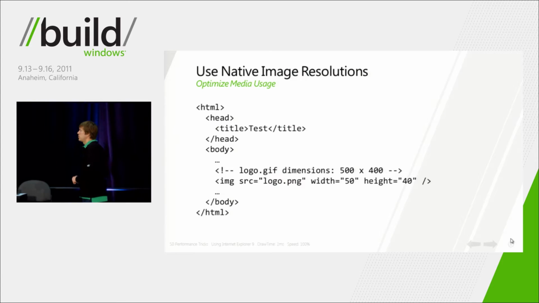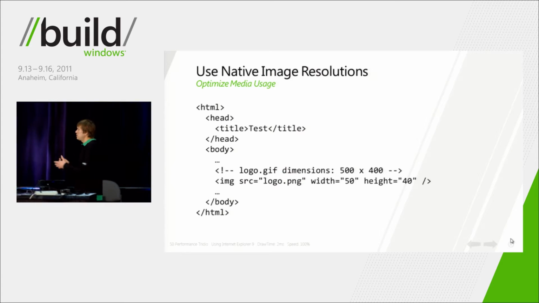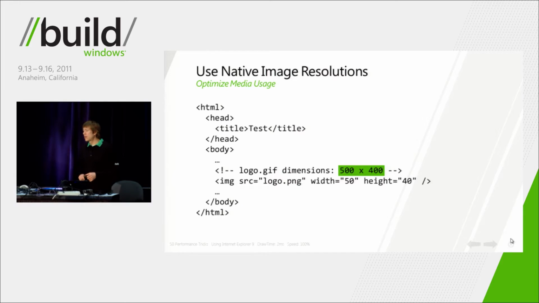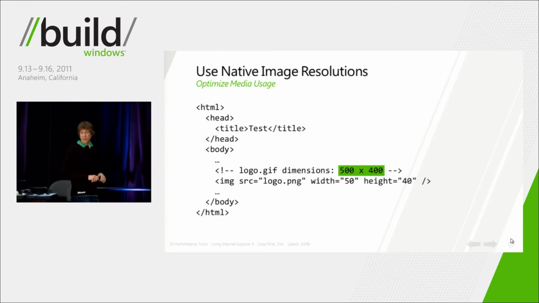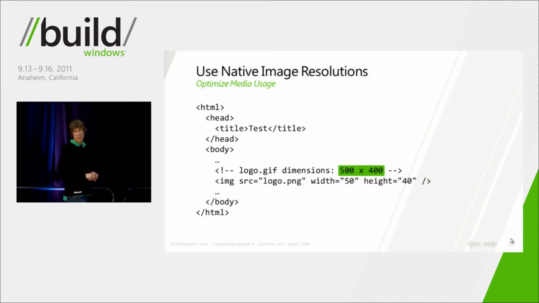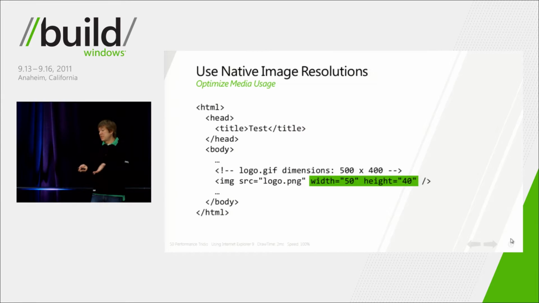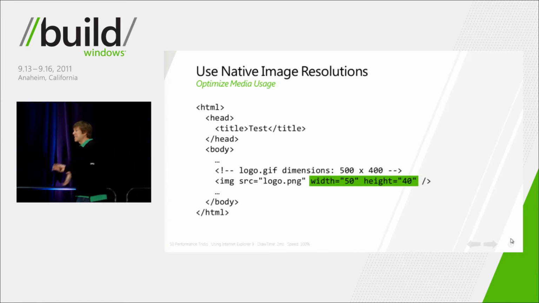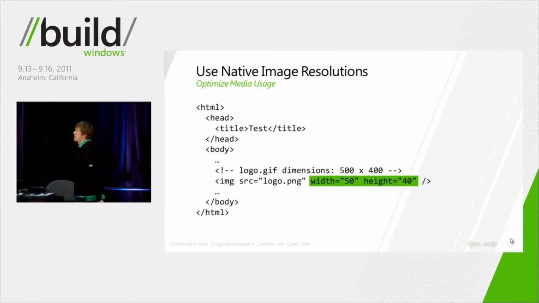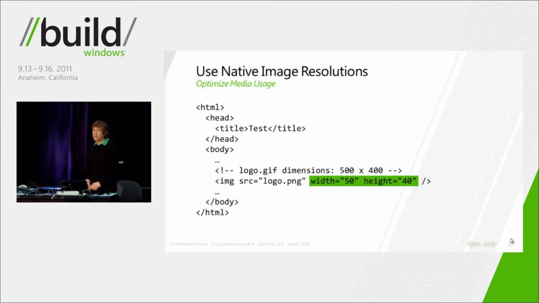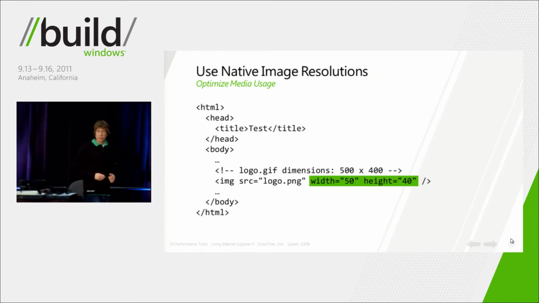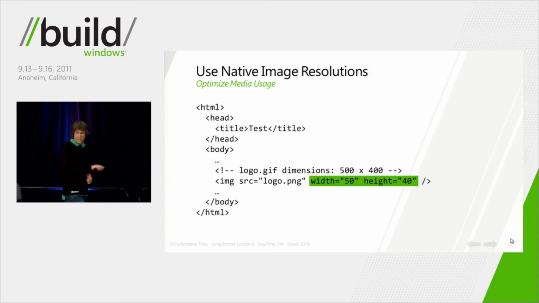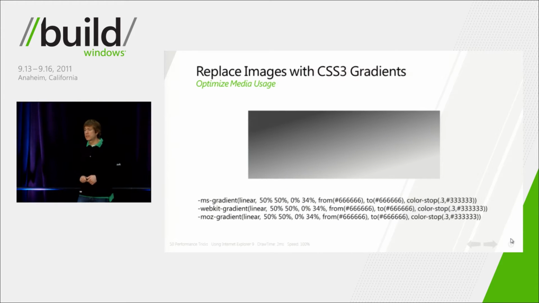And make sure when you include your images that you include them at the native image resolution. In this markup, we'll see we're including an image that's 500 pixels wide by 400 pixels tall, but we actually only use it at 50 by 40. And so we're scaling it down 10%. Just scale it down in an image program and download the appropriate image size. Again, it saves you on all of those dimensions that we've been talking about.